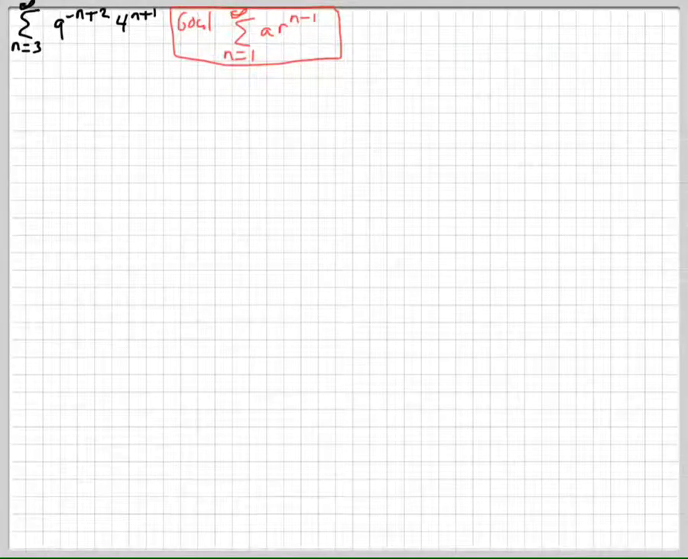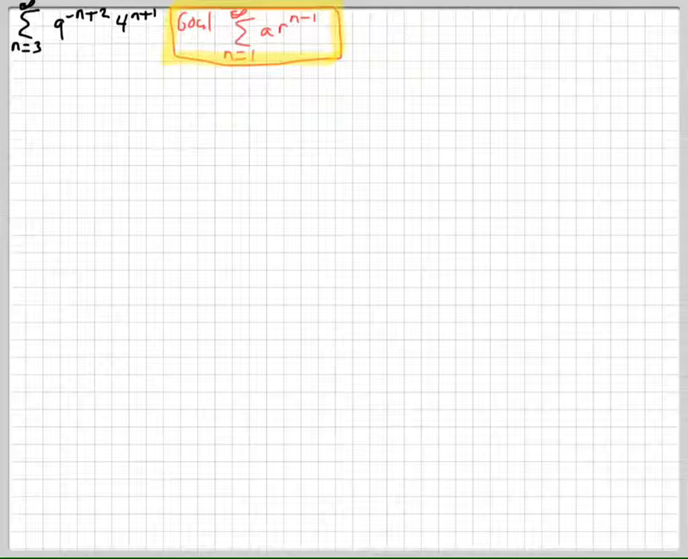In this video, we're going to take a look at a geometric expansion that isn't set up in the right form. The index I wrote in red, this is our goal over here. Our goal is to get it into this form. And you can see that in the problem here, we have n equals 3 to infinity, and the index, or the exponent value, is not n minus 1. So let's see if we can clean this up a little bit and make it fit into that form.